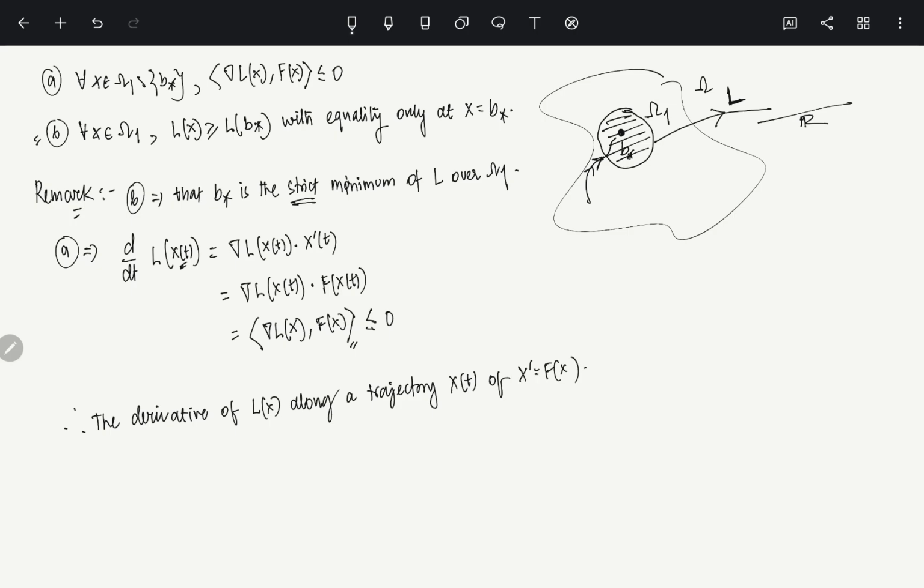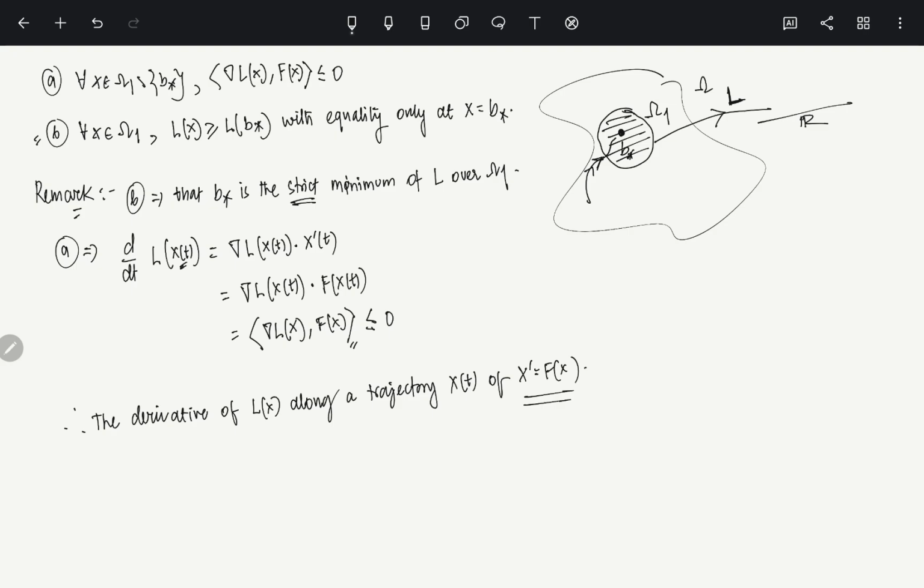I hope I can make you understand what's going on here. Essentially, b star is the equilibrium point, right? So let's say you have a curve which is the solution of x prime equals f of x. We are constructing a function L such that at the point b star, L is minima, and while the curve is approaching b star, L along that curve is actually non-increasing. Is it okay? That's what it is saying.